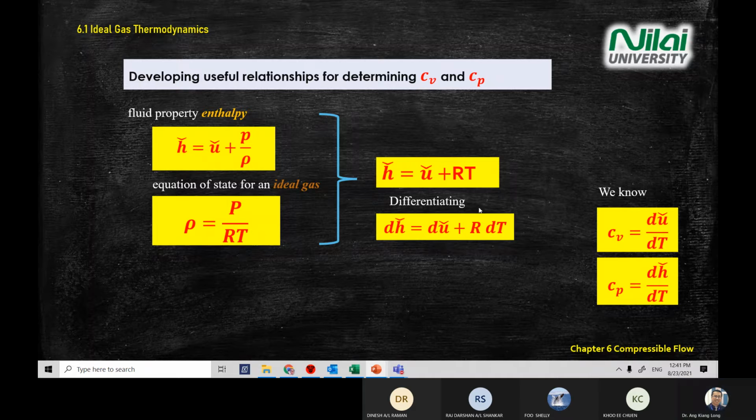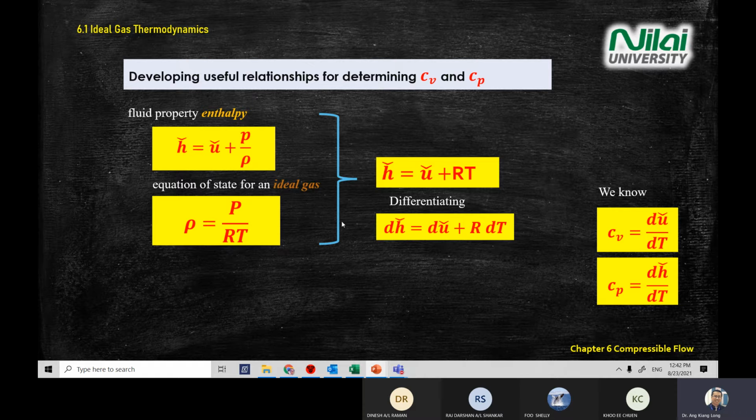Do you know how to do it? Shirley, if you want to write this equation in Cv and Cp, how do you do it? Just take the equation for Cv and Cp, rearrange it and substitute inside the differentiation equation. What step do you use to change into Cv, Shirley? Just substitute. dH equals Cv dT plus R dT. So you are taking the whole equation divided by dT, right? Okay, good. That is what I wanted to ask.